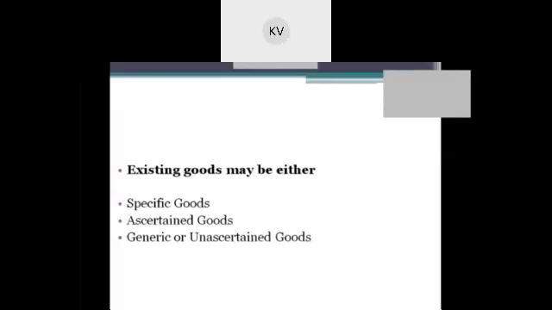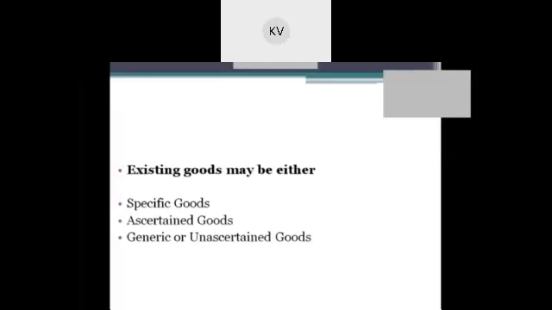Ascertained goods. The term ascertained goods is also used as similar in meaning to specific goods, but this term may even refer to goods which become ascertained subsequent to the formation of the contract. And then generic or unascertained goods. These are goods which are not identified and agreed upon at the time of the contract of sale.